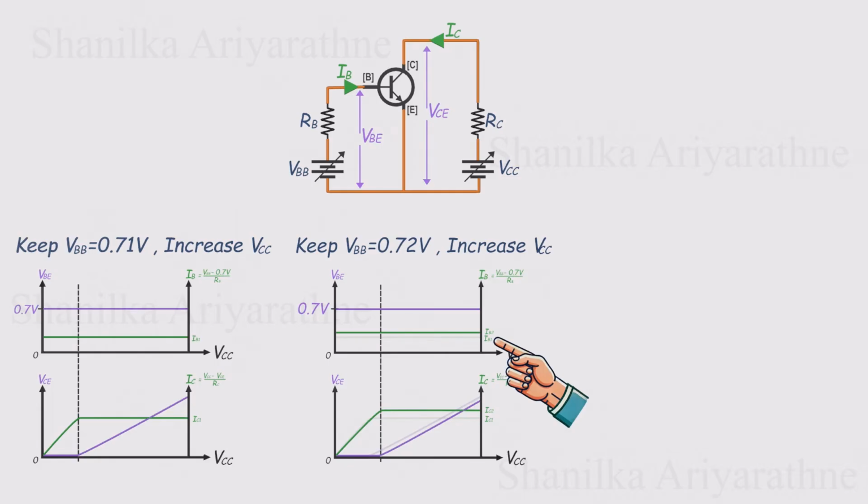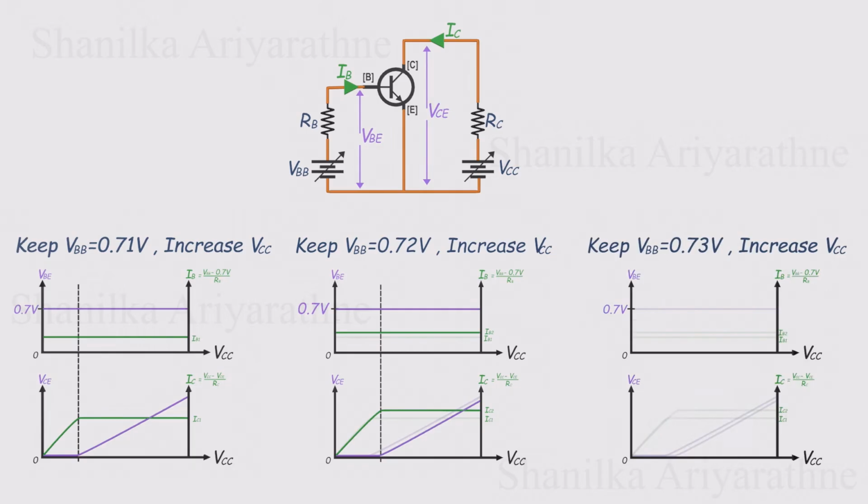Looking at the graph, we see the same curve shape, but with some important changes. The collector current, IC, rises higher before leveling off. We'll call this new peak IC2. Also, VCE remains low for longer, only beginning to rise later as we continue increasing VCC. Try it once more with VBB set to 0.73 volts. And we see the same trend again. A bit more base current, a higher collector current, and a delayed voltage rise.